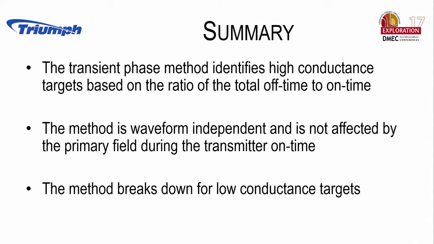So to summarize, the transient phase method identifies high conductance targets based on the ratio of the total off time to the total on time. The method is waveform independent. It's not affected by the primary field during the transmitter on time, but it does break down for low conductance targets. And just one last comment.